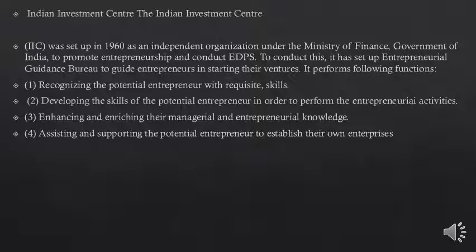The third function is enhancing and enriching their managerial and entrepreneurial knowledge. It means that it encourages managerial and entrepreneurial knowledge and updates or boosts it for the new EDP programs. And the fourth is assisting and supporting the potential entrepreneur to establish their own enterprise. It means that it assists and supports the new entrepreneur to establish their own enterprise, like a startup policy with the startup new ventures.